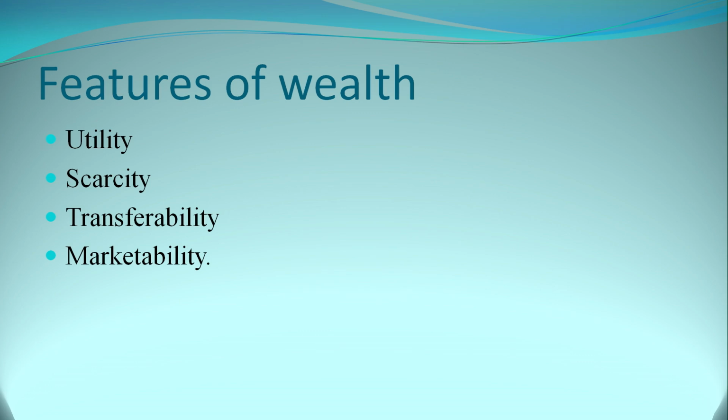So, what is the first feature of wealth? First we discuss utility, that part has already finished. Again I tell you, utility means want-satisfying capacity of a commodity. It means a thing is said to be wealth if it has utility in the market. It has utility for the consumer. It has utility for the producer. So that is called wealth.